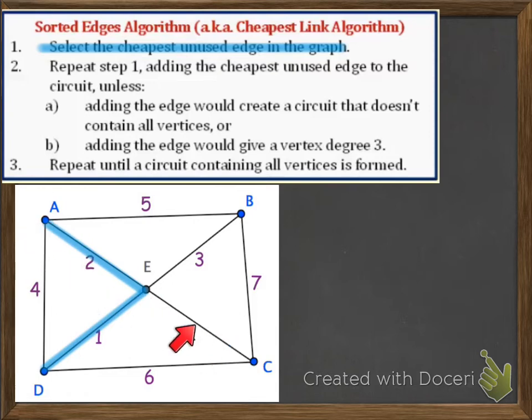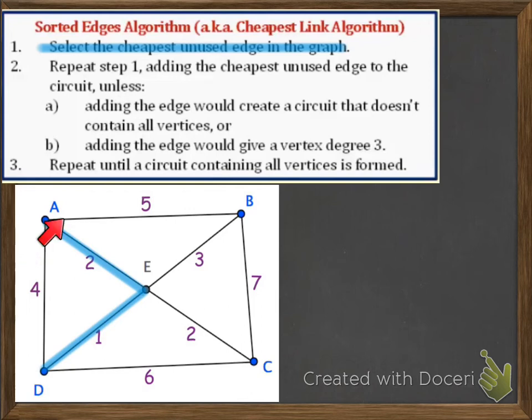What's the cheapest edge here? Well, this one, 2, but that's going to create a vertex with degree 3, right? Because that would have 3 edges coming out of this vertex E. So I can't create this one. That 2 is not going to be good. 3 is no good either, because that's going to also create that. And then this one, I can't connect 4 either, because that's going to actually close the circuit, and then I can't actually get to all the other vertices.